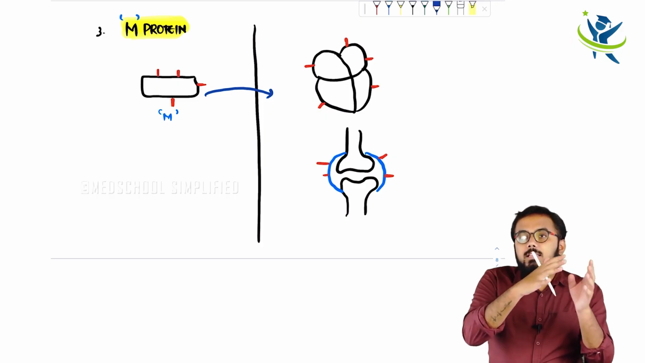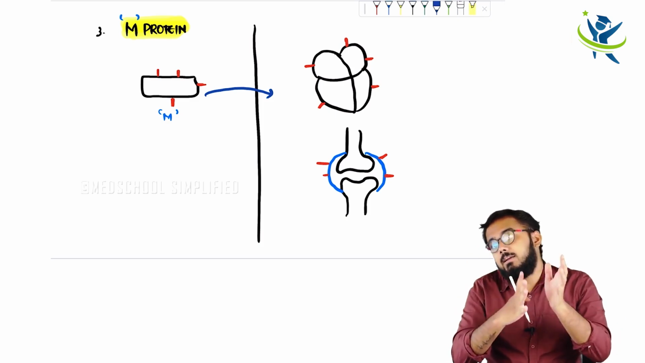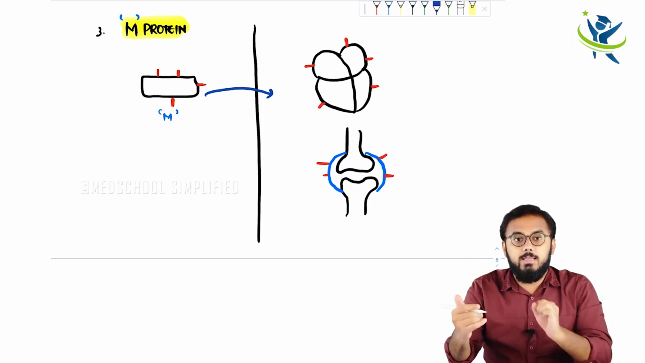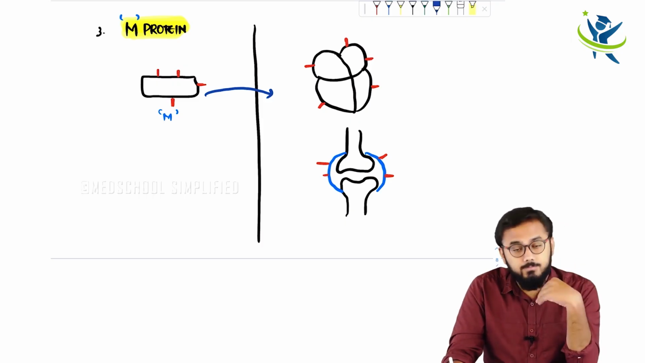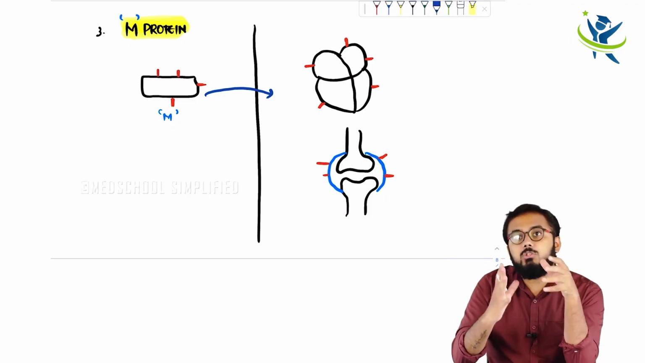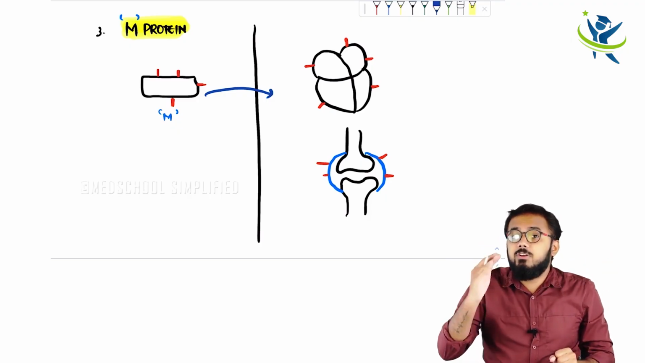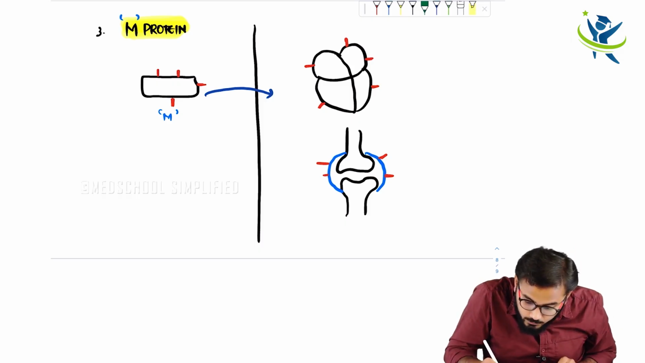So instead of attacking the bacteria, they go and attack your heart, they go and attack your joints. I'm not telling that they won't attack the bacteria. Obviously, they will attack the bacteria. In addition to that, they will also attack your heart and joints. So when it attacks your heart and joints, what will happen? You will have endocarditis.